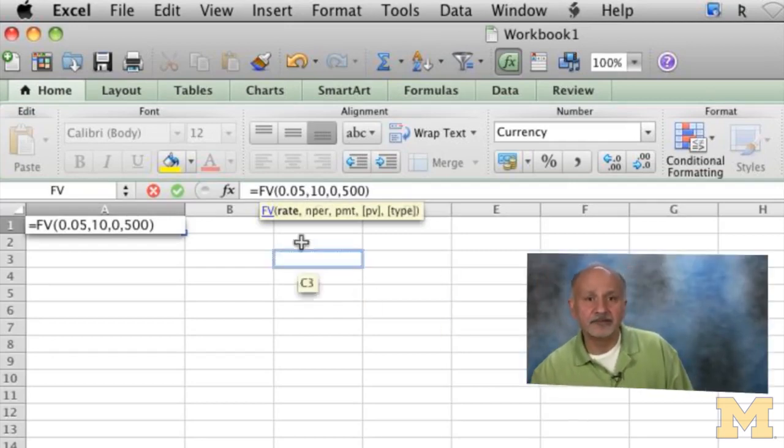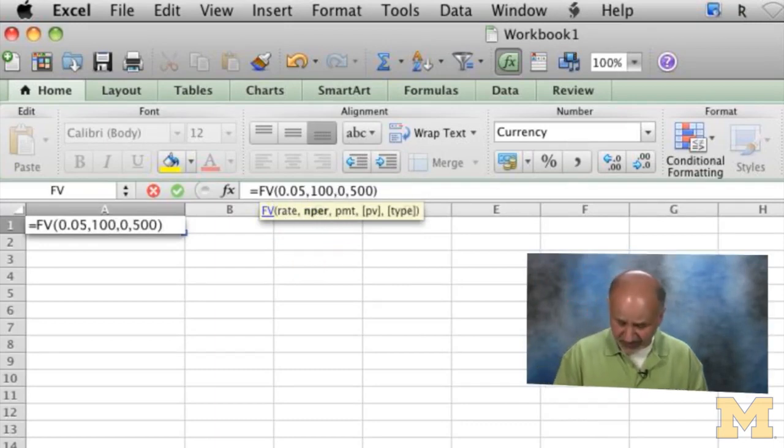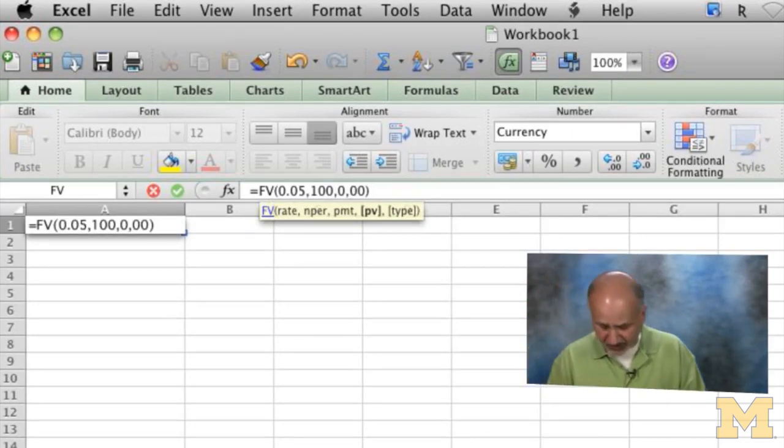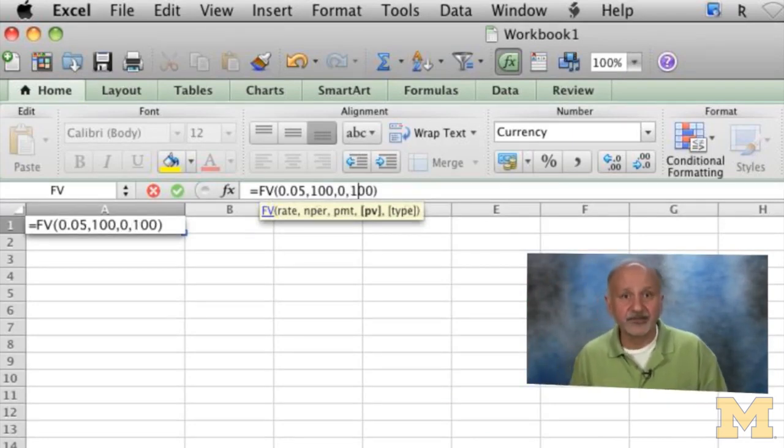What is n? It's very obvious that n was 10 in my previous problem, but now it's 100. And 0 is PMT again, but how much money am I putting in? In the previous problem, I had put in 500, and now I'm putting 100, right?